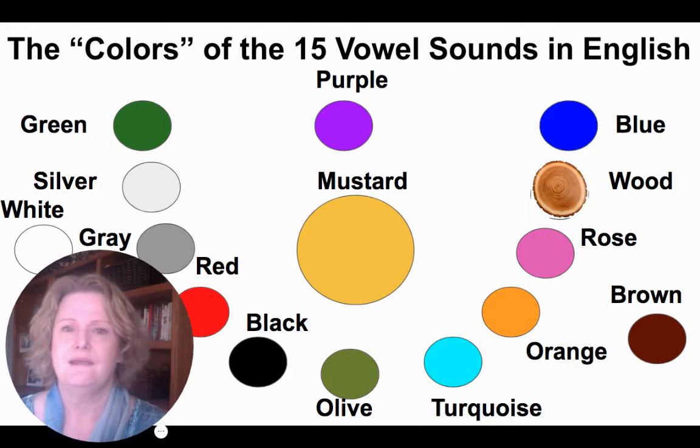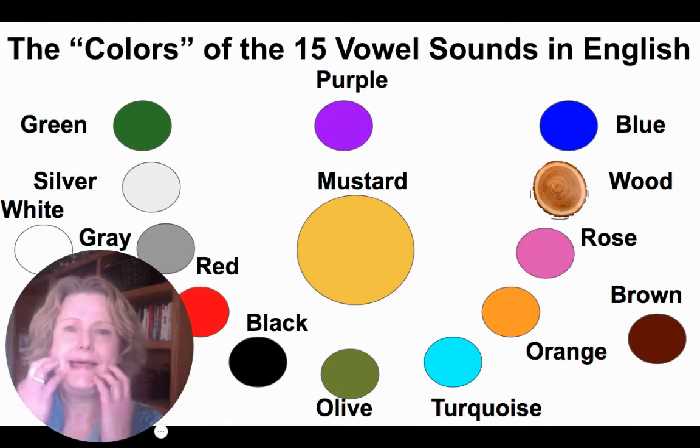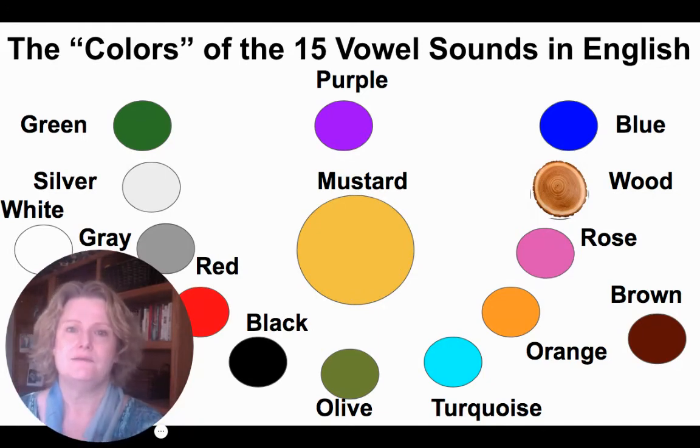So here they are again. Repeat after me. E, green. I, silver. Gray. A, white. I, red. Eh, black. Ah, olive. Ah, purple. Round your lips.